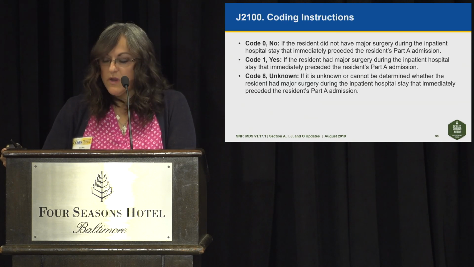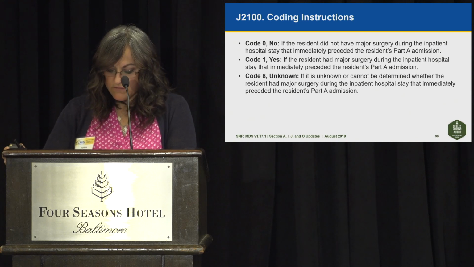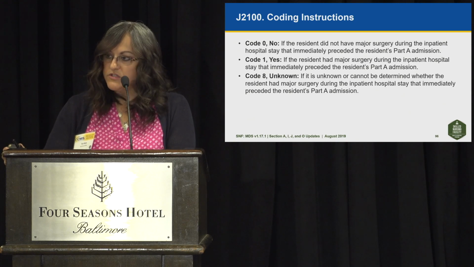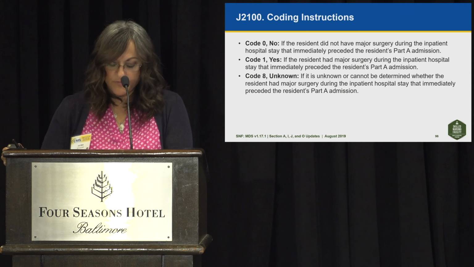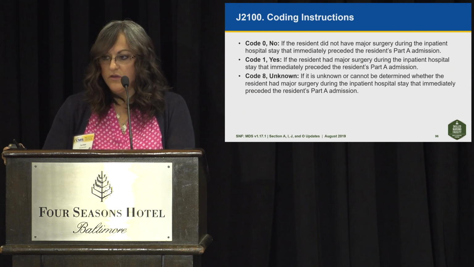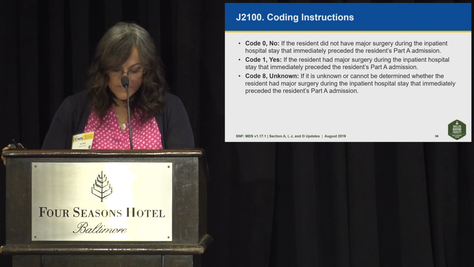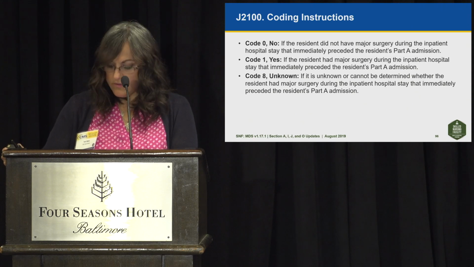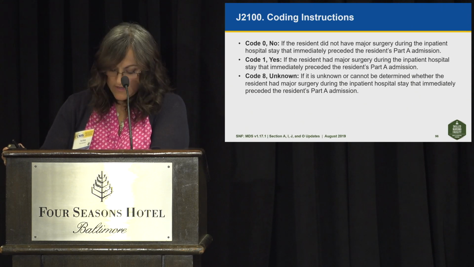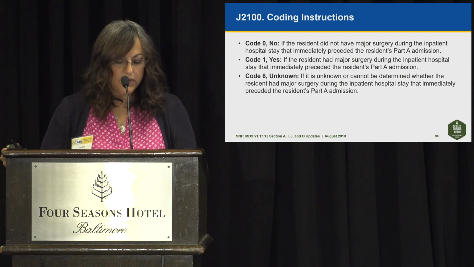So to code J2100, you are going to enter no, 0, if the resident did not have major surgery during that inpatient stay that preceded the Part A admission. And you're going to code 1, yes, if major surgery did occur. You're going to code 8, unknown, if you don't know or can't determine if there was a major surgery in that prior inpatient stay.